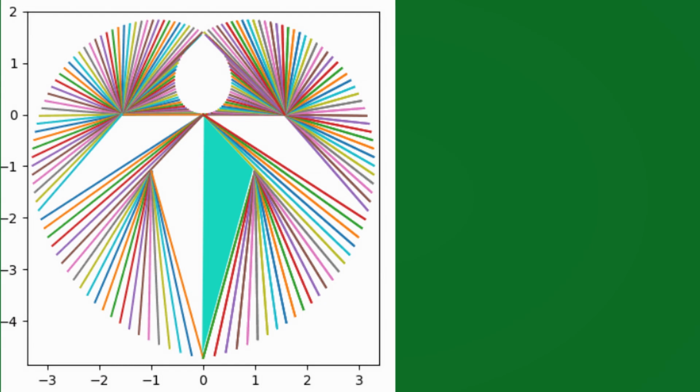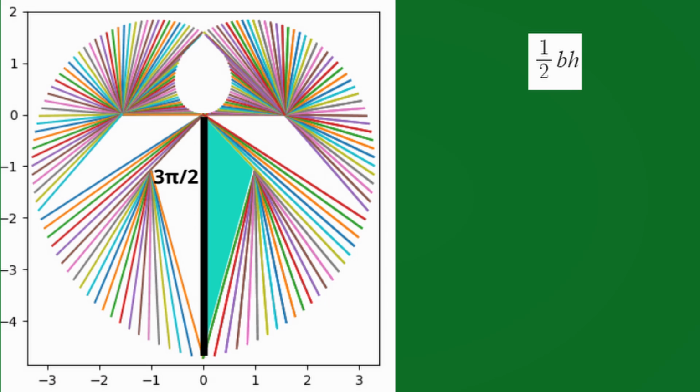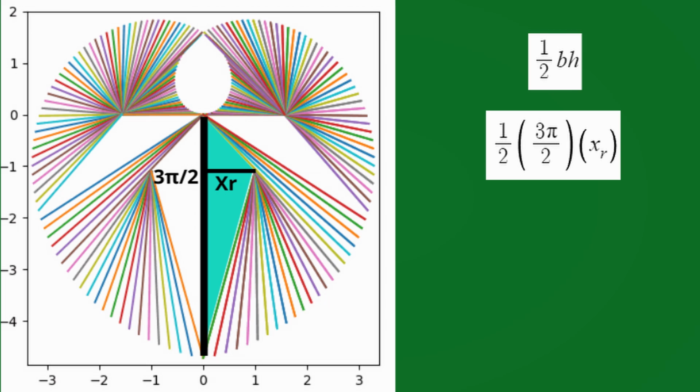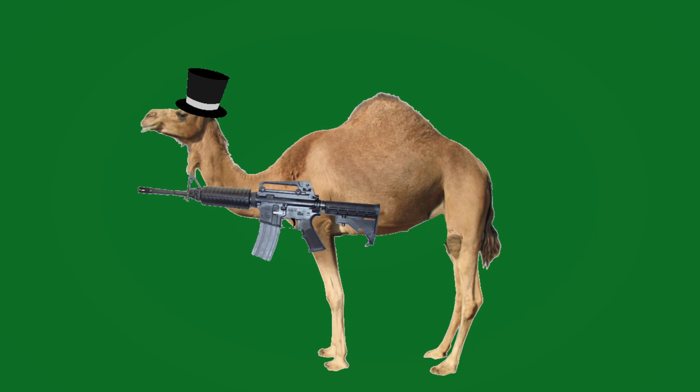The half of the rhombus is the easiest area to figure out. We can easily use the formula that you all learned in school, 1/2 base times height, with our base being 3 pi over 2 and the height being x sub r. Now, you may have noticed something here. We don't know x sub r. Since the base of the triangle is constant, the only thing we need to change is x sub r. If we can define x sub r based on the t value of the parametric equation, then we will be in business.